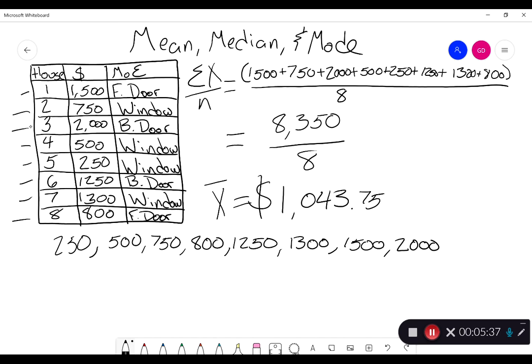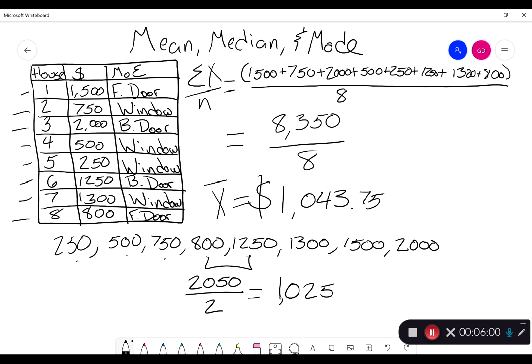So with that, since we have 8 values, we're going to count in to find the 2 middle values: 1, 2, 3, 4, and 5. So these 2 here we want to add together and then divide by 2. The 2 of those added together is 2050. We're going to divide by 2 to get the average of that, which equals 1025. So that's our median value.